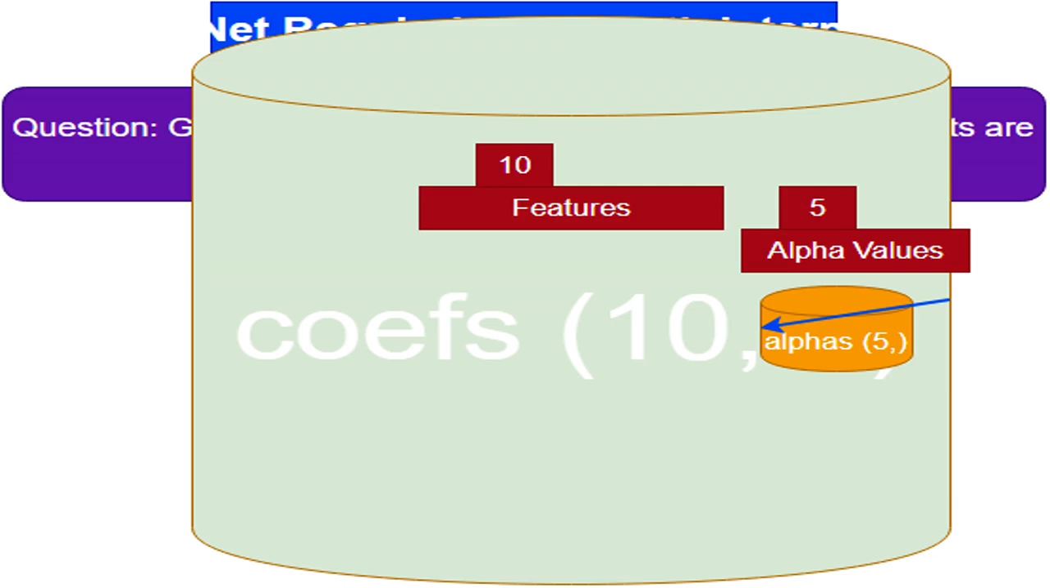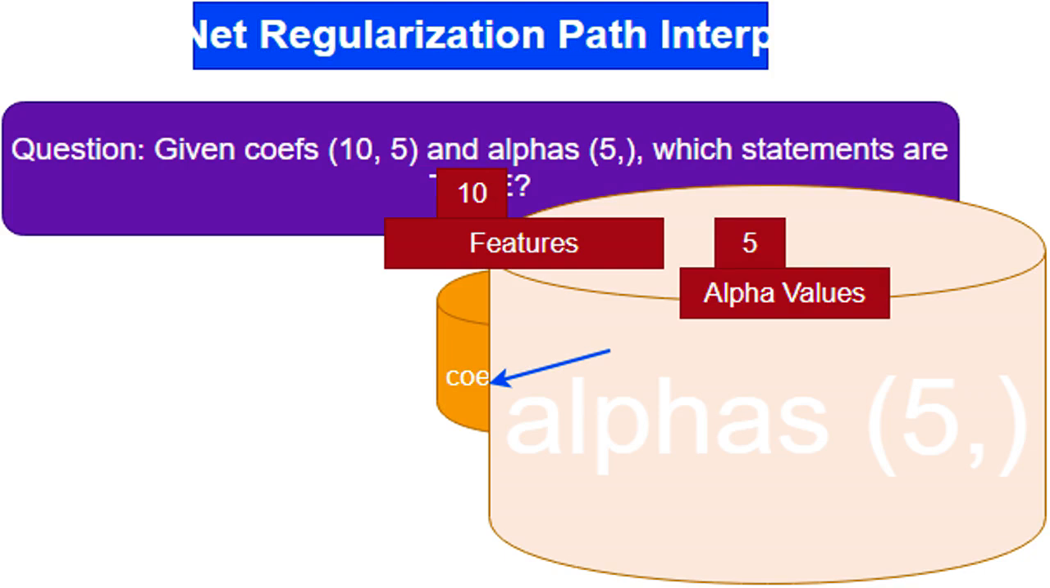This shows the shape of the alpha vector. It's a one-dimensional array with 5 elements. Each element represents a different strength of regularization. Scikit-learn's enet_path function typically lists these in descending order, starting with the strongest regularization.